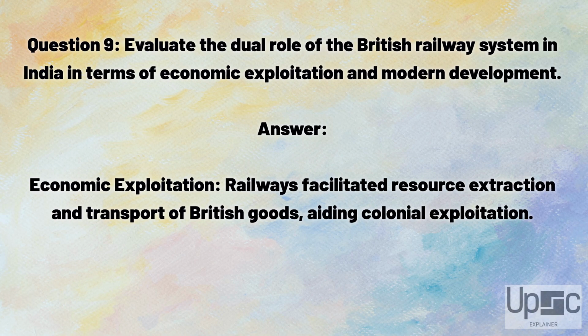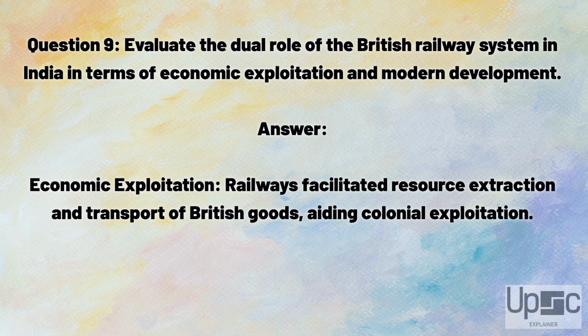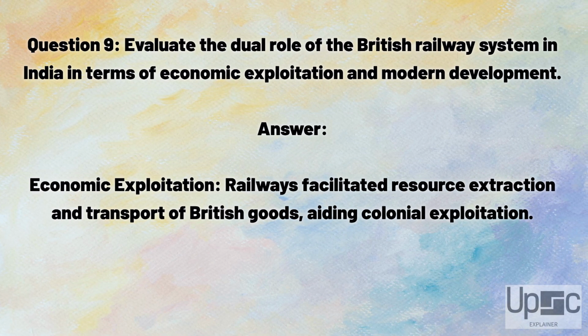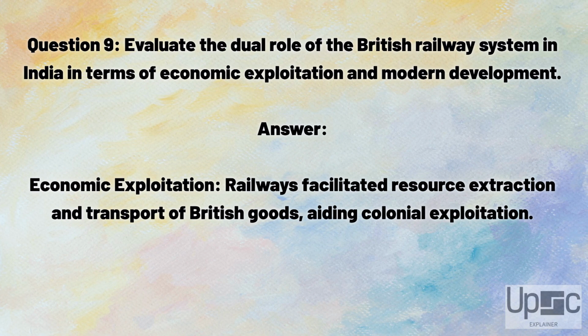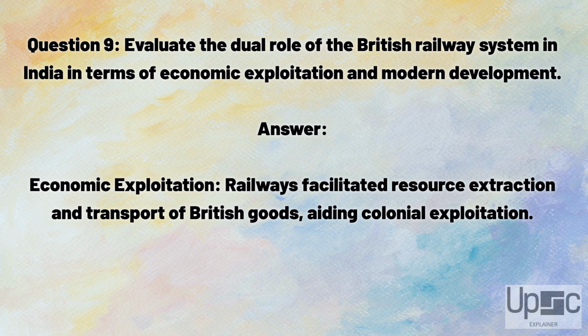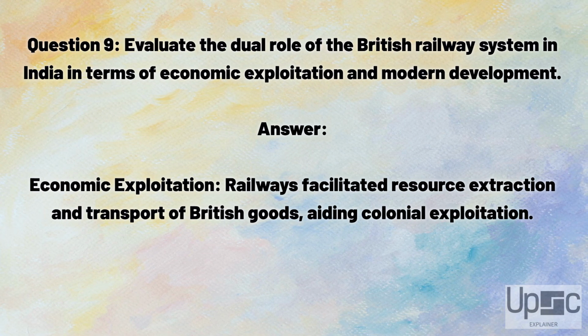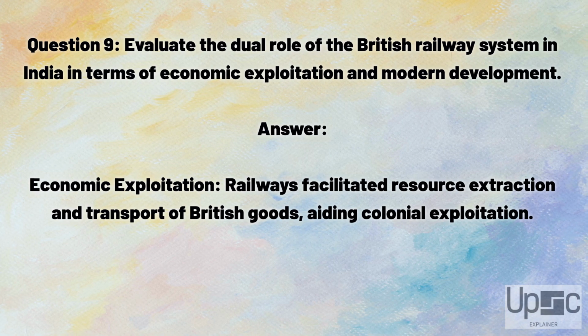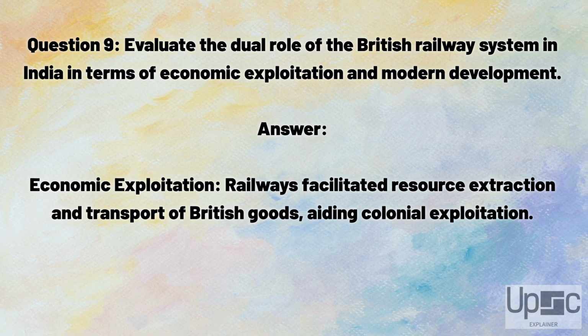Question 9. Evaluate the dual role of the British railway system in India in terms of economic exploitation and modern development. Answer. Economic exploitation. Railways facilitated resource extraction and transport of British goods, aiding colonial exploitation.